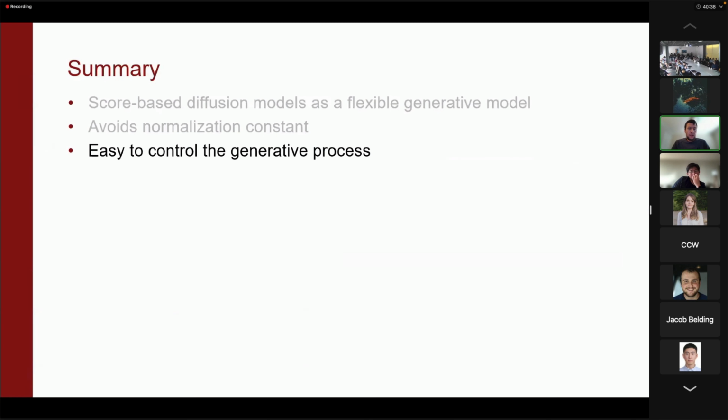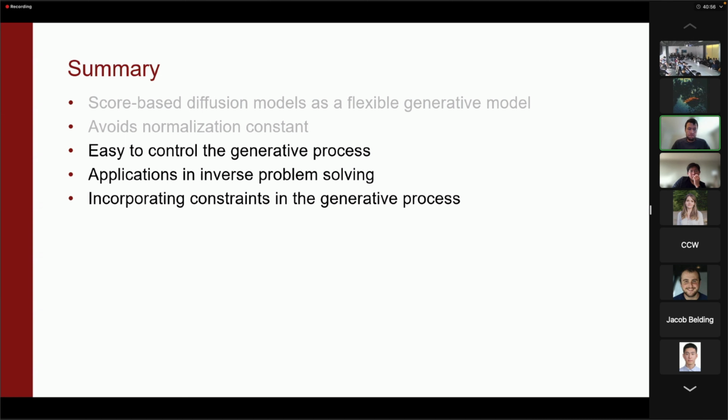So far we talked about score-based models and how we can avoid the normalization constant, very flexible, gives you high quality samples. Now what I want to talk about next is how these models are quite useful because it's very easy to control the generative process.